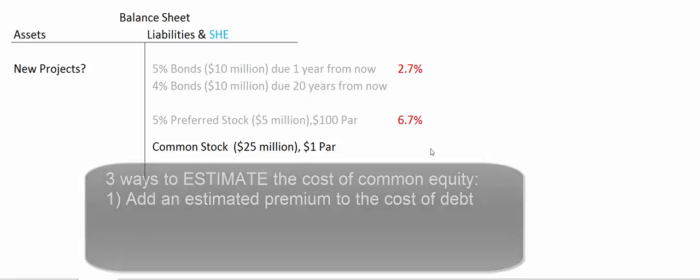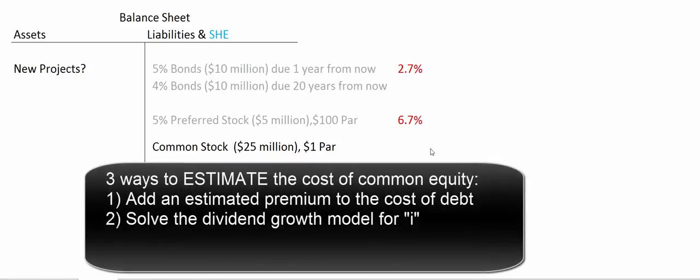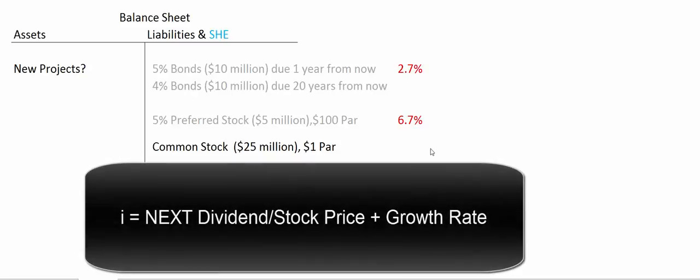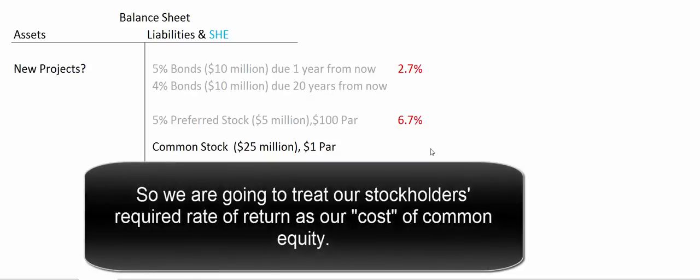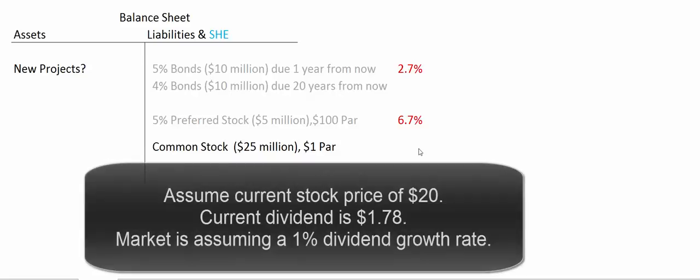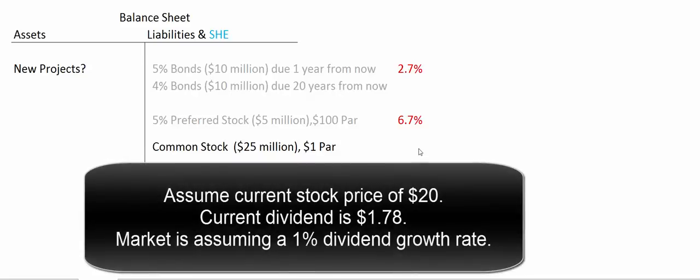costs us. Another way to do it might be to say, well, there's a required return that our investors need. And we know from our formula that the next dividend divided by the price of the stock now plus the anticipated growth rate in the dividend should give us the required return that investors need. And if we don't get that required return, they'll sell our stock. So let's pretend like our stock currently is trading for 20 bucks. The dividend is currently $1.78, and we think that the market thinks it's going to grow at 1%.